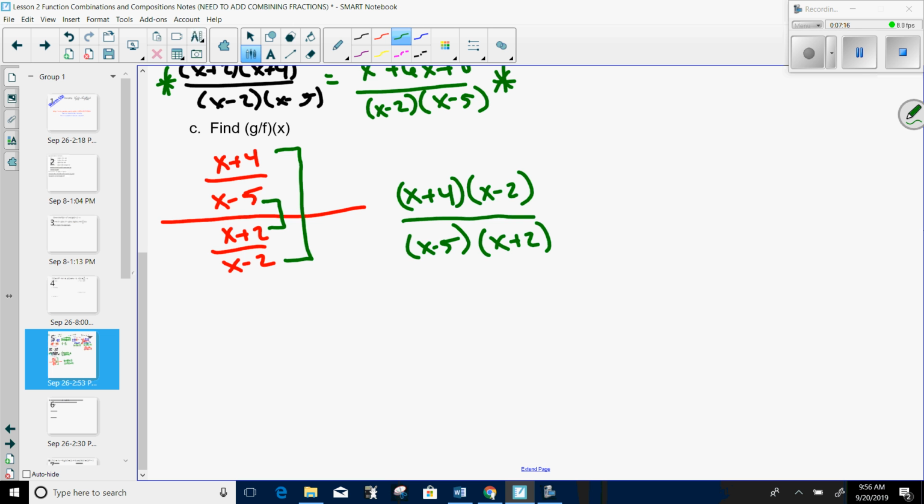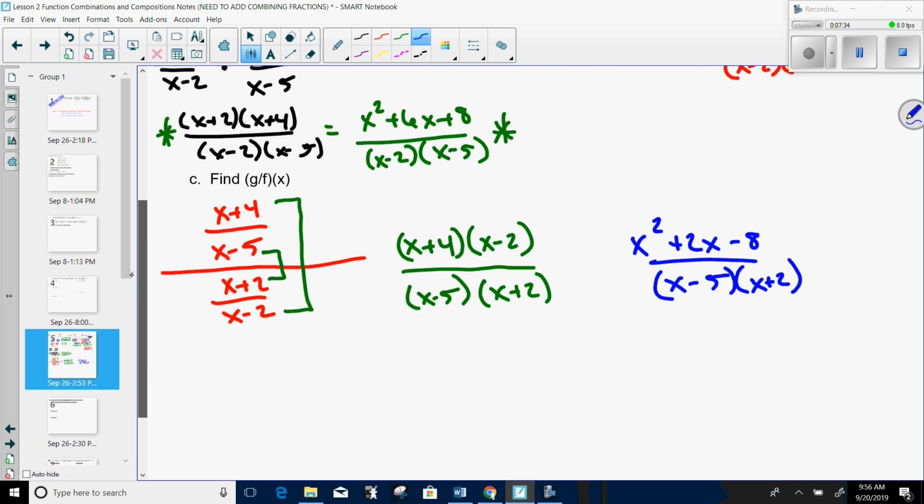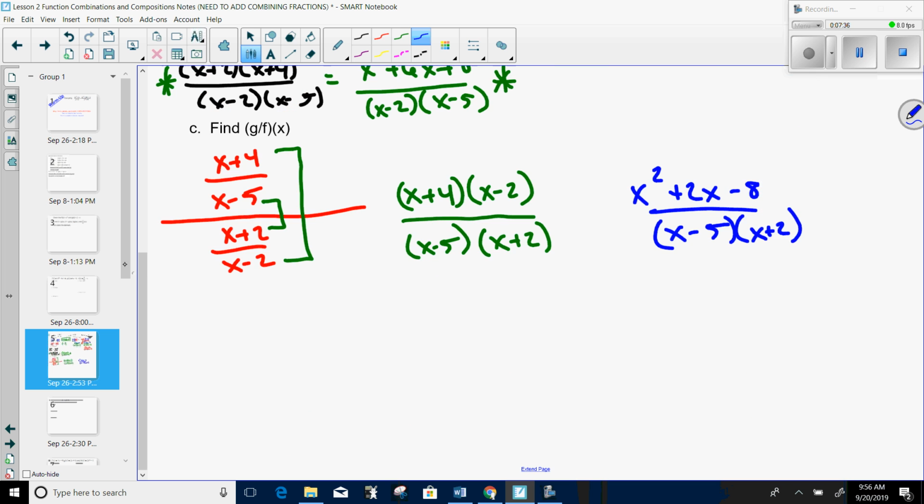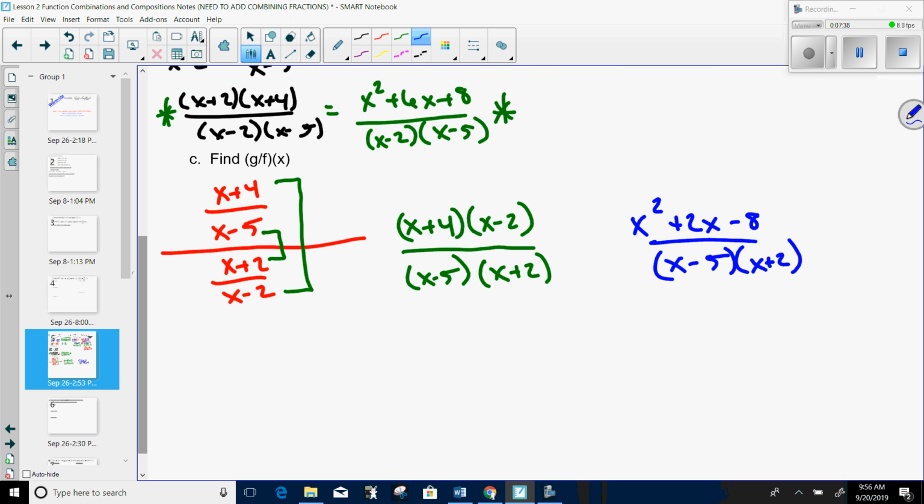The other thing you could do if you wanted to is multiply it out, and you could get x squared plus 2x minus 8 over x minus 5 and x plus 2. That would be something else that you could possibly do. I would accept either one of those two choices. Okay. Now I'm going to do E down below.